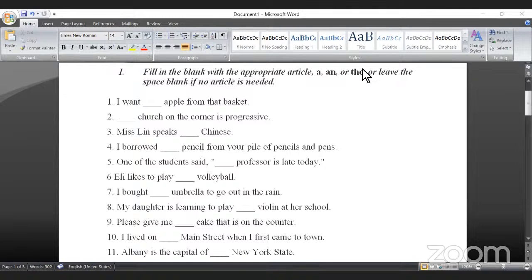All right. So the fifth one, a student said, dash professor is late today. The professor. Now, in this case, this is a professor who they already know, right? This is a specific professor. They're not talking about any random professor. So the professor is late today. Sixth one is Ali likes to play dash volleyball. No article.